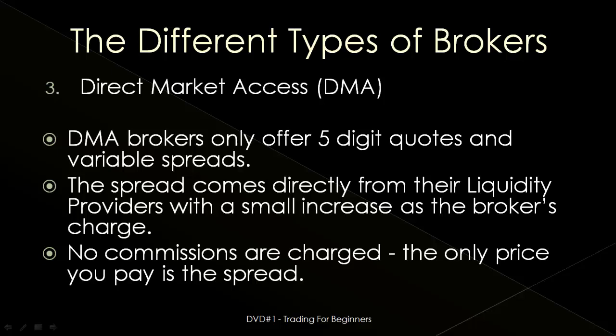Now, because we have variable spreads on DMA brokers, it does vary a bit. You will usually find that a currency pair like the Euro-US dollar will have a spread that ranges between 0.5 and up to about 2 pips. So now you know the role that your broker is going to play, and you also know why you need a broker. Let's now move on to the next video.